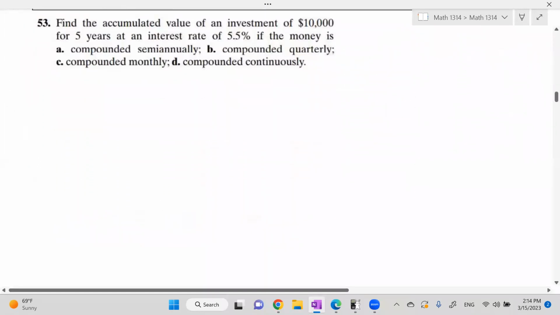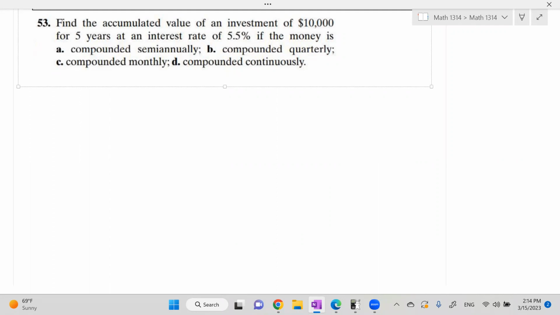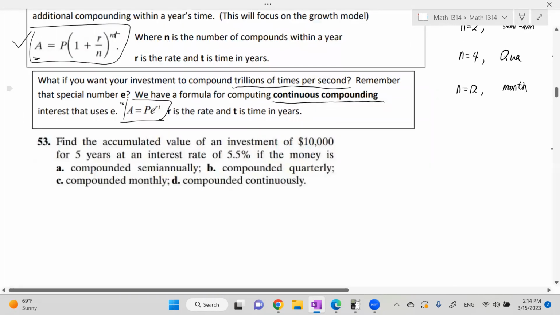Let's see number 53. Find the accumulated value of an investment of 10,000 for 5 years at an interest rate of 5.5% if the money is compounded semi-annually, quarterly, monthly, or, the last one, compounded continuously. For the first 3 we are using the formula here, but for the last one we are using the formula A equals P times E to the RT.